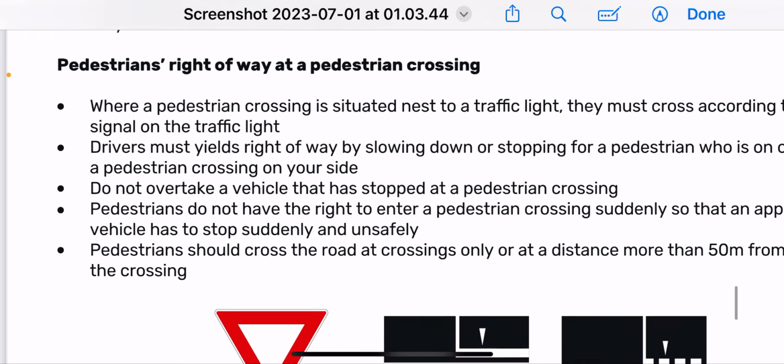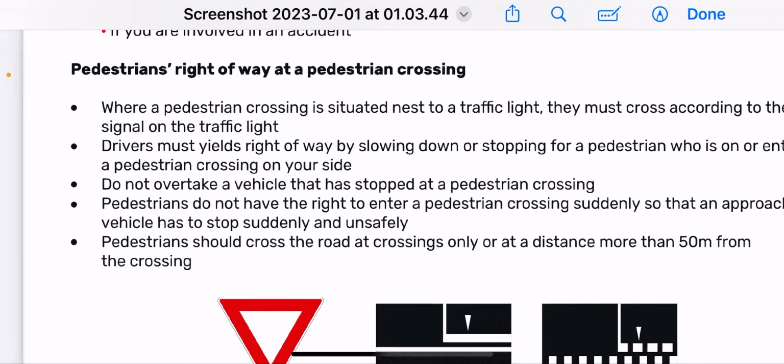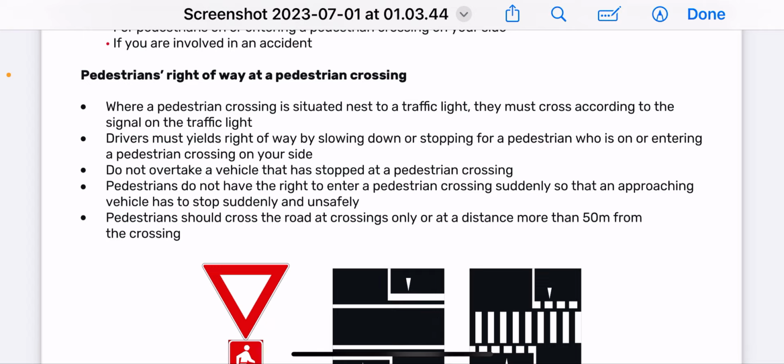And then pedestrians' right of way at a pedestrian crossing. Important to note that when a pedestrian crossing is situated next to a traffic light, they must cross according to the signal on the traffic light. Okay, they cross according to the signal on the traffic light. They don't say there's a pedestrian crossing, so I'm just crossing. No.